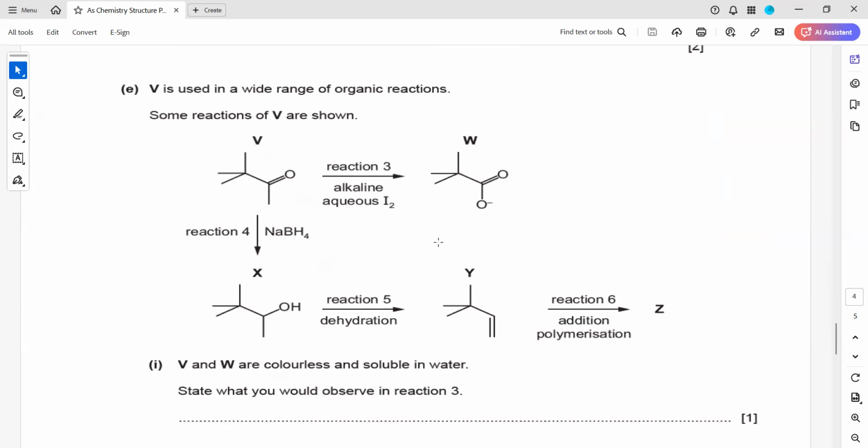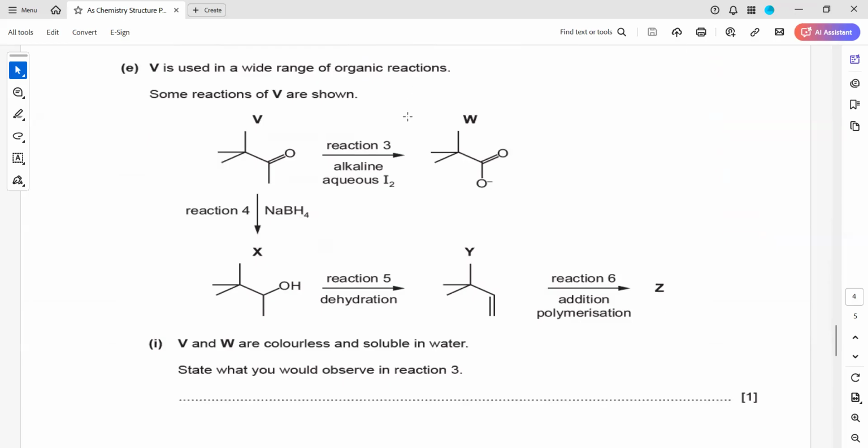Then V is used in a wide range of organic reactions. Some reactions of V are shown. So V is there, we add alkaline aqueous iodine. And then sodium, this is a reducing agent. If a ketone is there, it will be reduced into a secondary alcohol. If it is an aldehyde, it will be reduced into a primary alcohol. So reaction 4 is actually a reduction reaction.